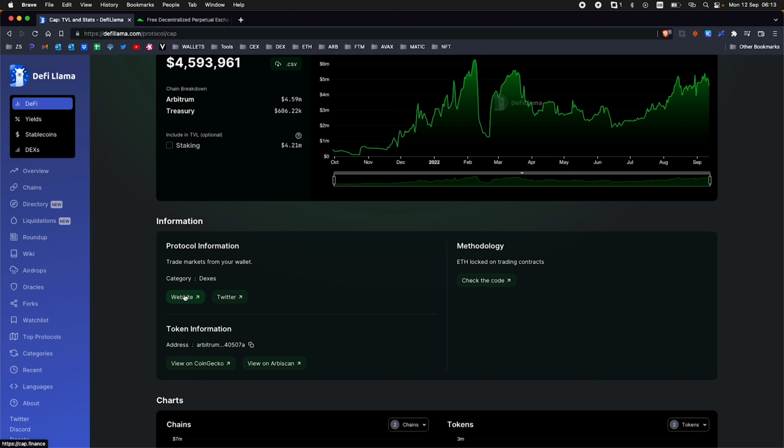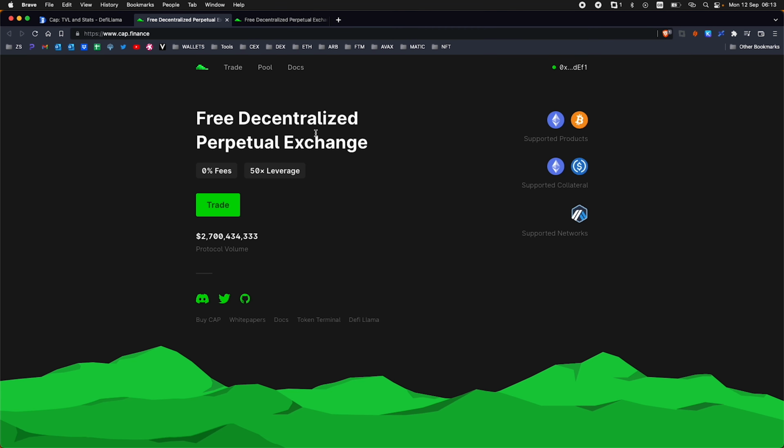Let's go to the website. Cool. So this is the front of the website. It looks clean, looks nice. You can see the protocol volume in total. That's $2.7 billion, I believe. These are the products you can trade, Ethereum and Bitcoin. These are the collateral you can provide, Ethereum and USDC, and it works on Arbitrum. 0% fees and 50x leverage when you trade.